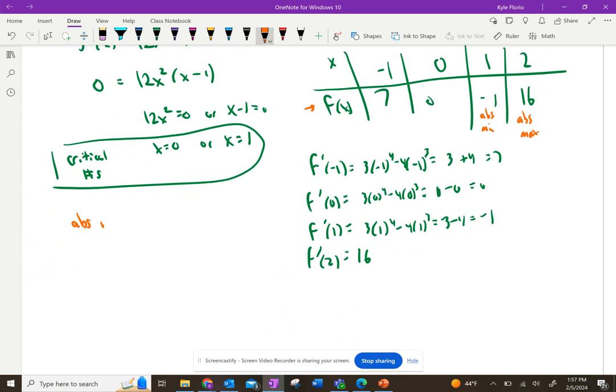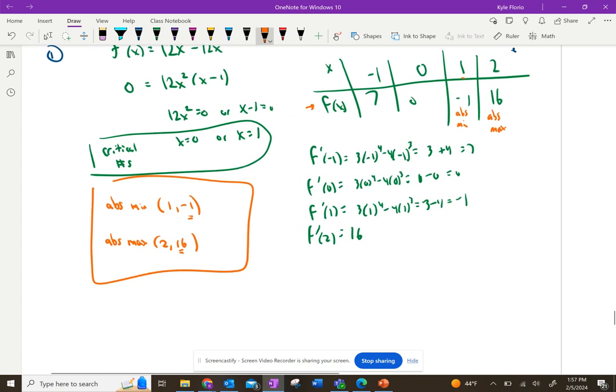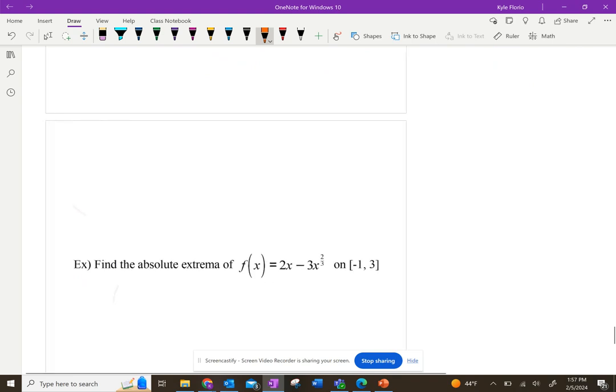So the absolute min is -1. I'm going to write, it's the point 1, -1, where -1 itself is the smallest value the function takes in that interval. The absolute max is the greatest value my function takes in that interval, which is 16. That's going to be the point 2, 16. And that's where we find our absolute extrema. Copy down another example.